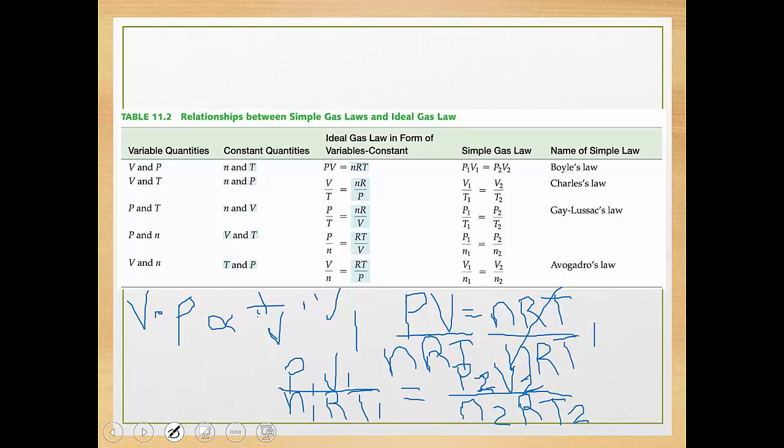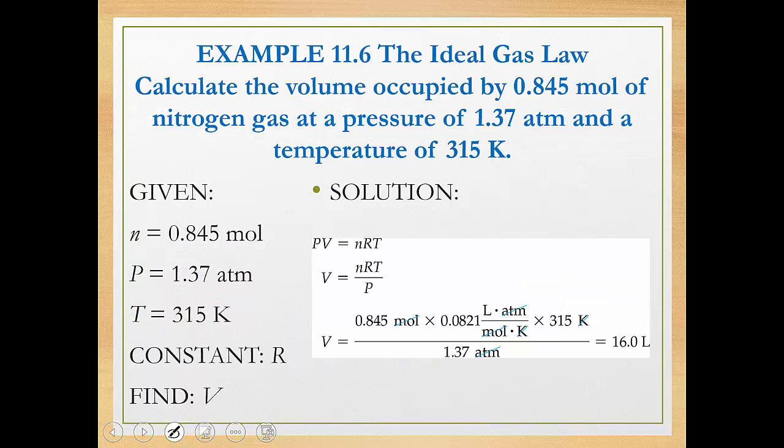If I set those equal, so everything from the first case is equal to everything from the second case, and then get rid of anything that's constant. If the number of moles is constant, I can get rid of it. If the temperature is constant, I can get rid of it. So you can see how it boils down to each of the simple laws if I just get rid of whatever's constant. Or I can put all of those in there, change them all together.